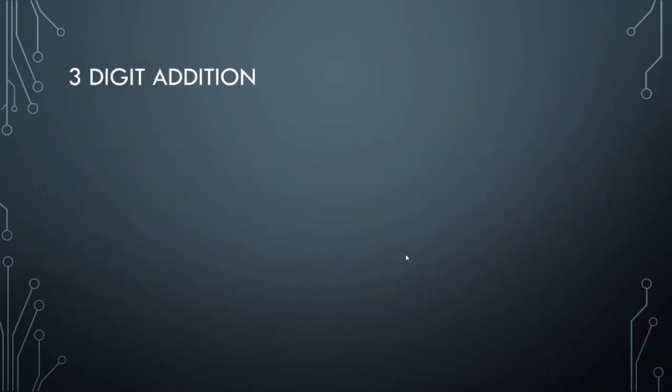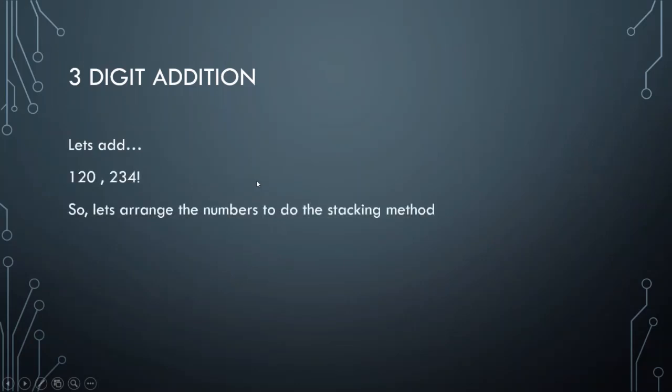Let's get a bit advanced and do 3-digit addition. So let's add 120 and 234. So let's arrange the numbers to do the stacking method. 120 above 234. Vice versa, it doesn't really matter.